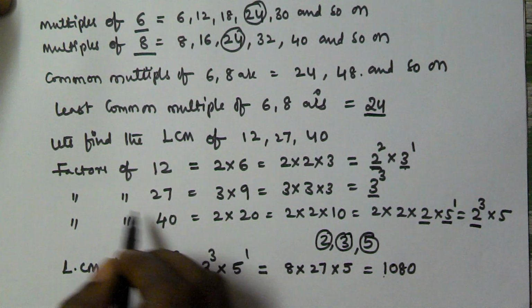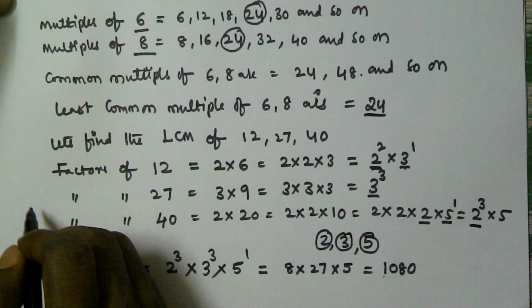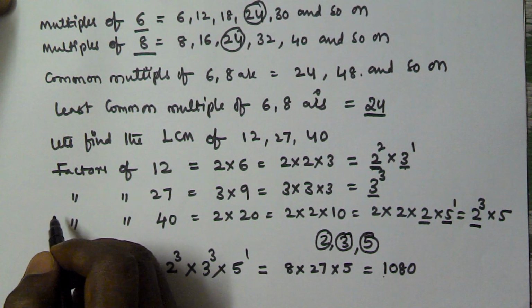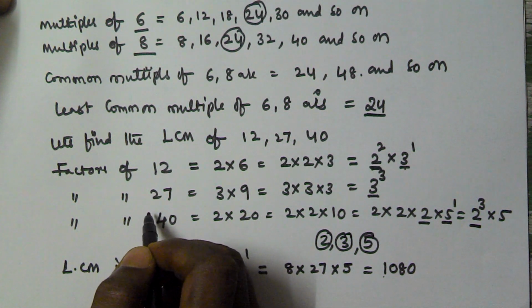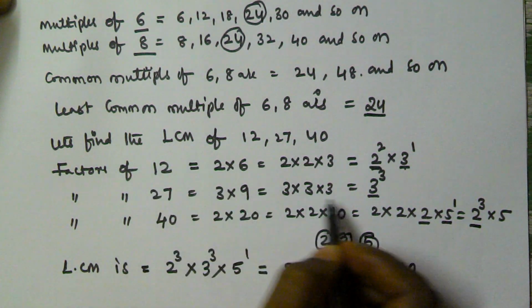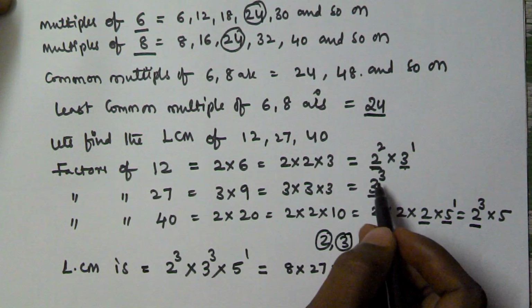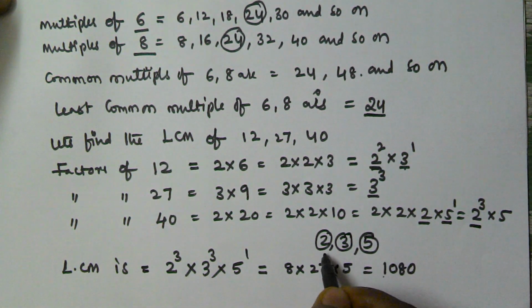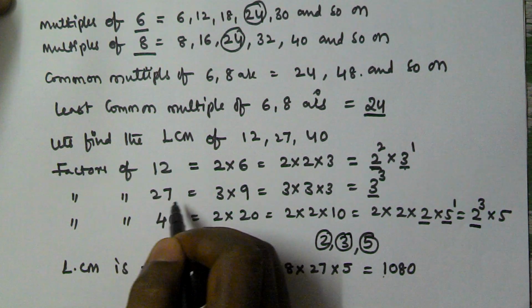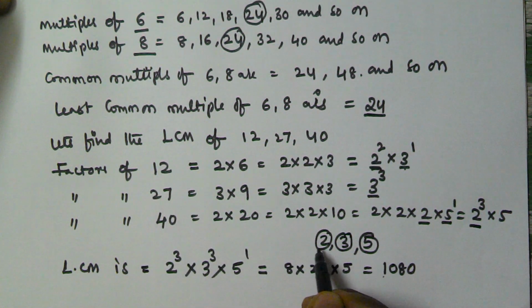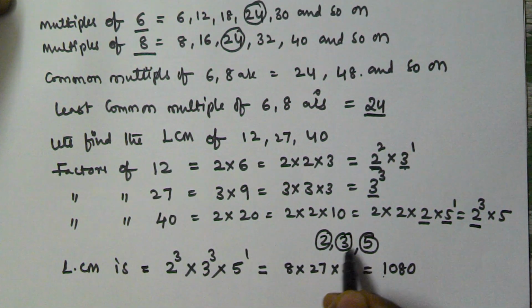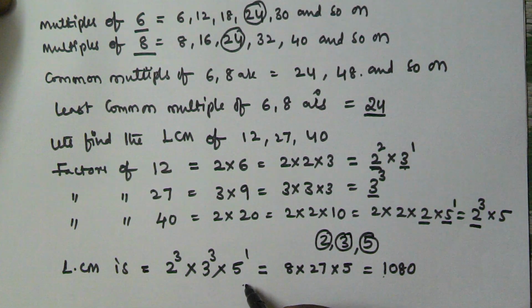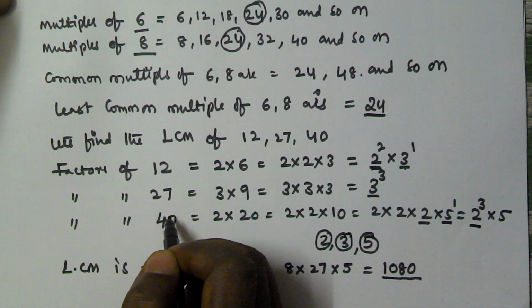So this is how we find the LCM using the factorization method. In factorization, we find the factors of all the given numbers, list all the distinct factors of the given numbers, and then take the highest powers of those numbers and multiply them. Whatever result we get is the LCM of the given numbers.